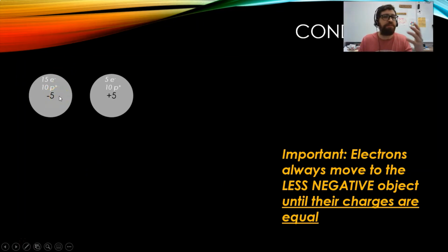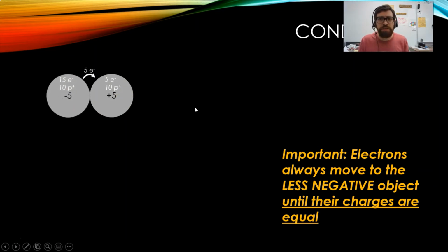That -5 is simply going to indicate right now that we've got more electrons than protons, specifically 5 more in this case. Another object has a +5 charge, which isn't really a real unit of charge. It's just indicating that this one has more protons than electrons. So this one has an excess of electrons. This one has a deficiency of electrons.